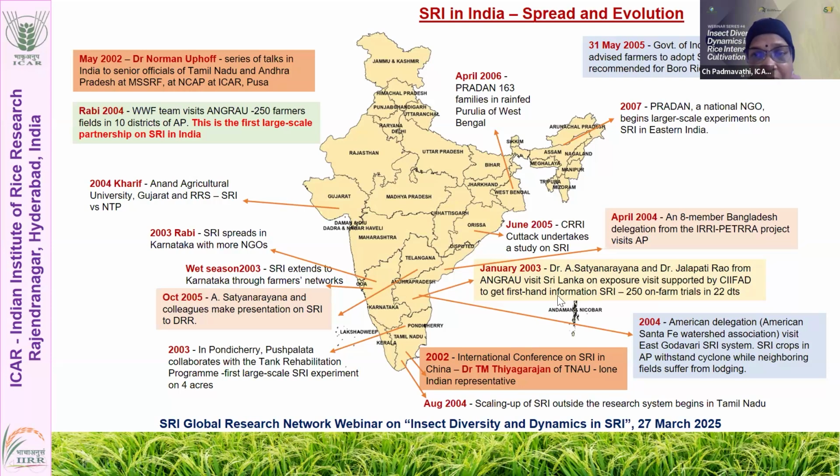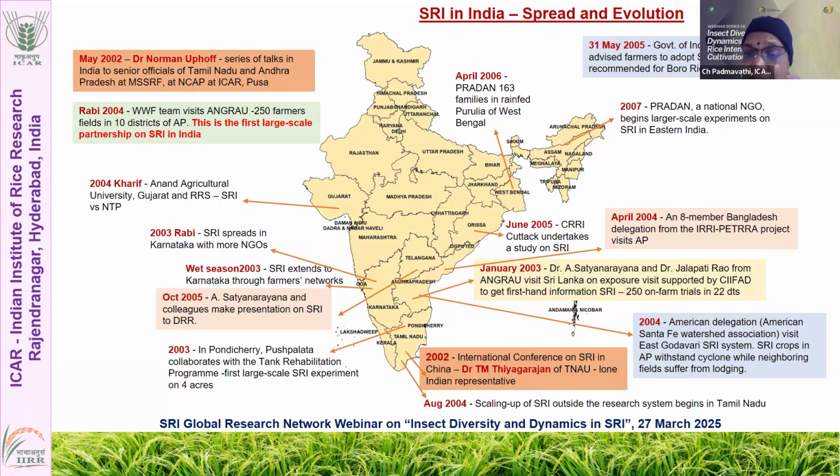And in the same year, many NGOs also started working on this SRA. You can see here in Karnataka also that spread was there. And then in Gujarat also in the next year, the Gujarat Anand Agriculture University also. In Pondicherry also, Pushpalata collaborated with them, and a large-scale SRI experiment was taken up on 4 acres. And then scaling up has taken place in Tamil Nadu.